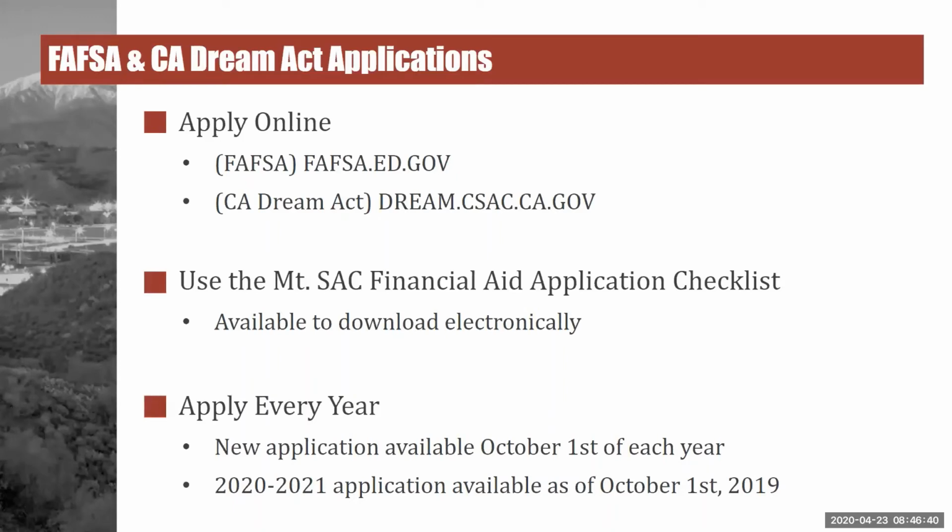As participants in this presentation, you all will have access to this document electronically. Finally, each application is available October 1st of every year. Students are encouraged to apply every year if they want to continue receiving financial aid each school year. The new application for the 2020-2021 school year became available as of October 1st, 2019.